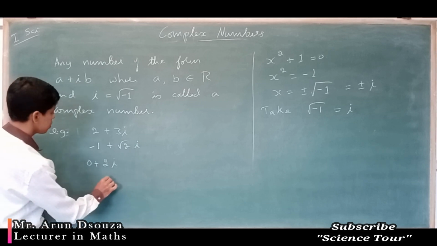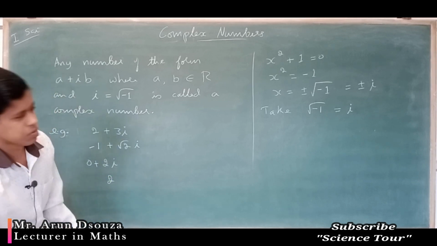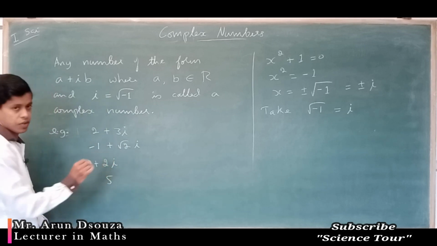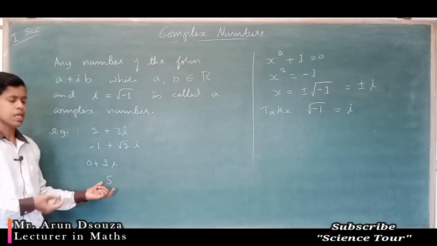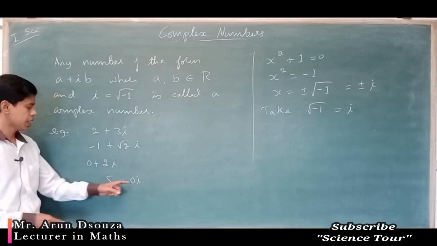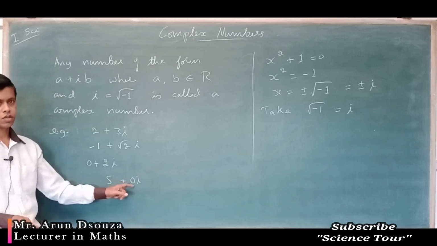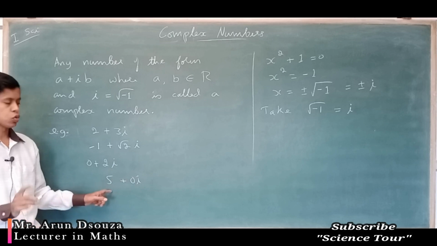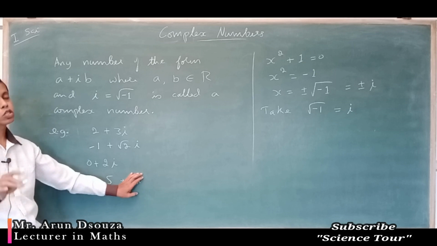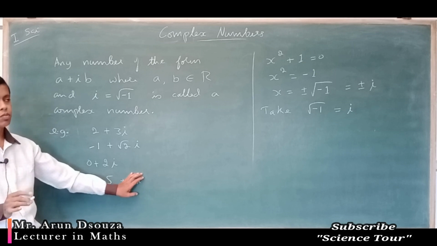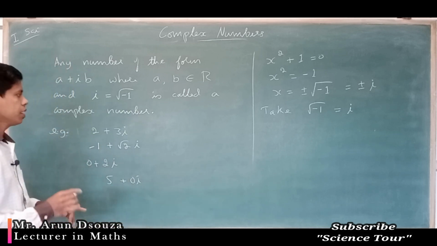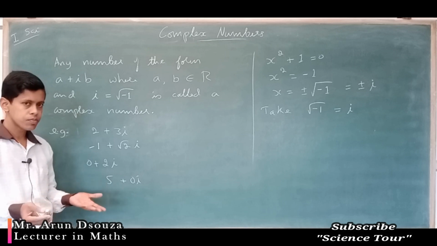Or if you write just 2, let me change the number. Why take 2 all the time? Shall I take 5? So 5, is it a complex number? Yes, because it is 5 plus 0i. Because a and b must be real numbers. Now 0 is a real number, 5 is a real number. So even if you write just 5, without writing this, that is also a complex number. So please remember, all the real numbers are complex. You can write any real number, and that is by default a complex number.